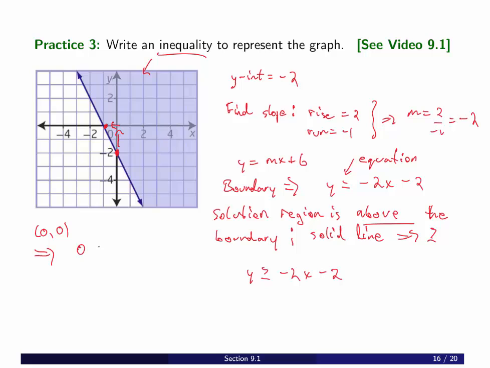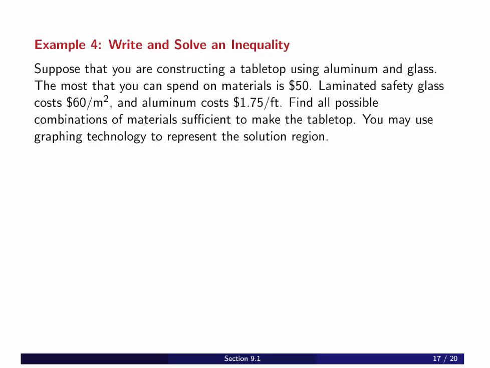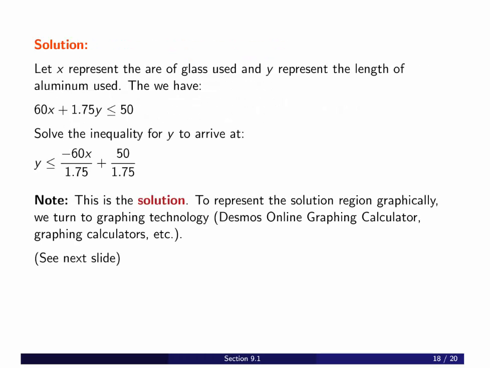So the question is, is 0 greater than or equal to -2 times 0 minus 2? And what you're going to be left with is 0 is greater than or equal to -2. Correct. So therefore, here is your inequality. Okay? Pretty straightforward. And now let's go on to an application. I outlined a little application here, to show you the solution.